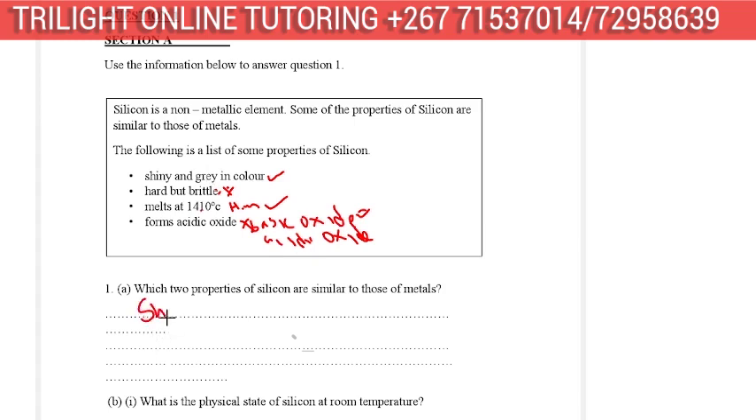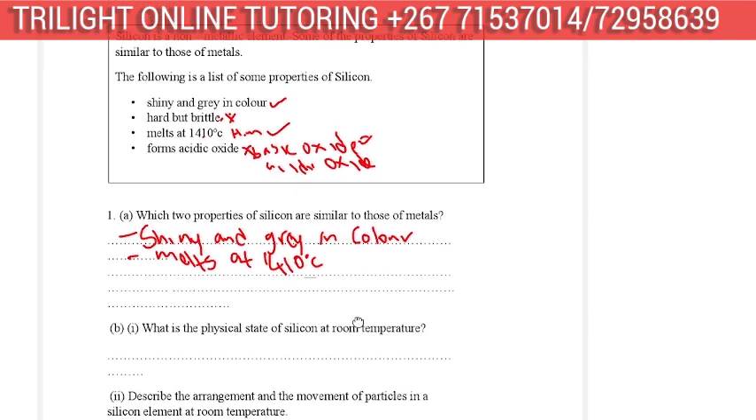So they are mostly shiny and gray in color. So that, and then we choose melts at 1410 degrees Celsius. Let's go for B. That was A.